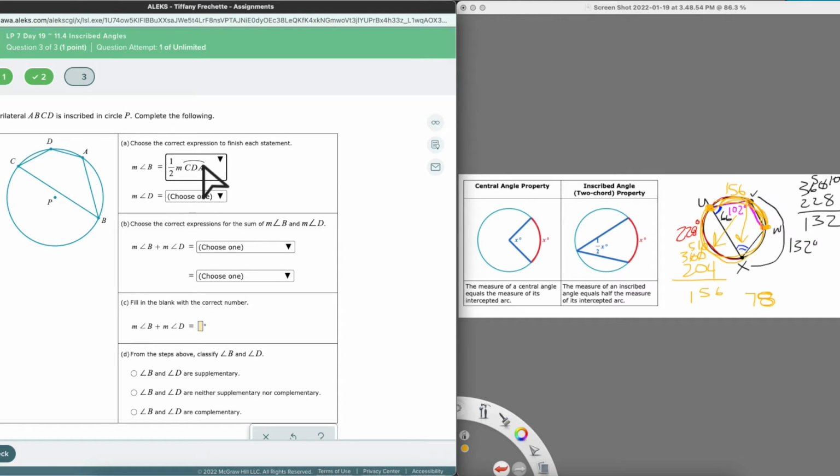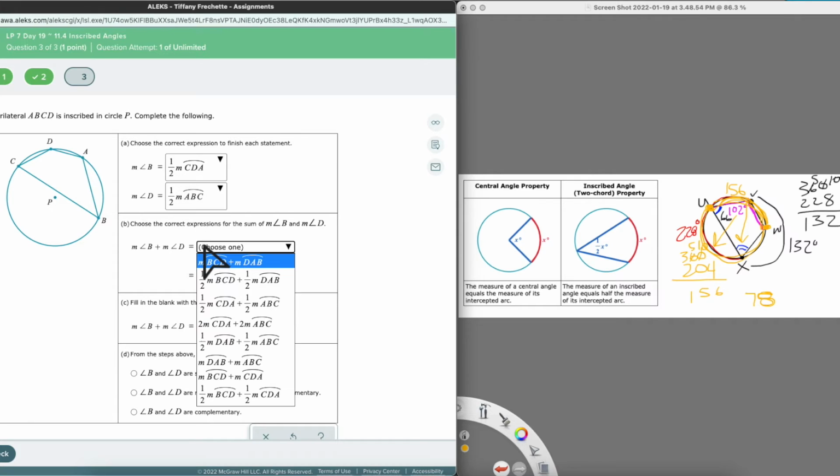And then angle D, if I'm looking at angle D, which arc would that be? That's also going to be a half because it's an angle again. But now I want to go CBA or ABC. I think they're going ABC on that one. So it's going to be half of ABC going that way. I just need to make sure that I'm paying attention to which arc they attach to. Now if I say angle B plus angle D, I think what they're going to have us do is just substitute these in.